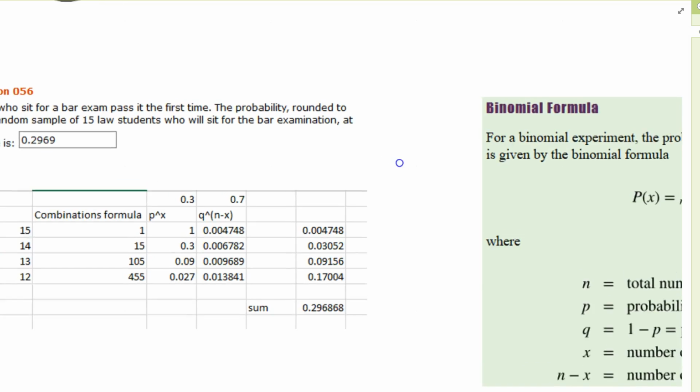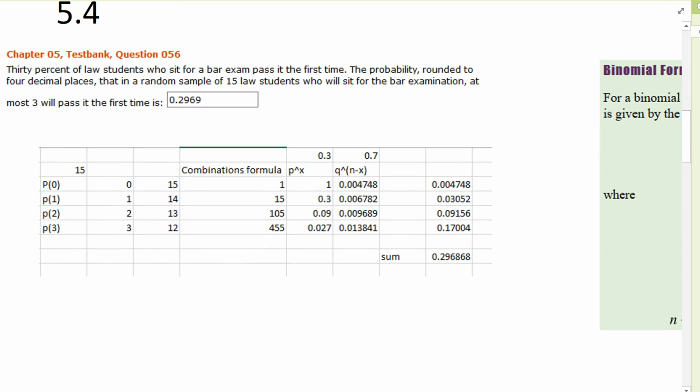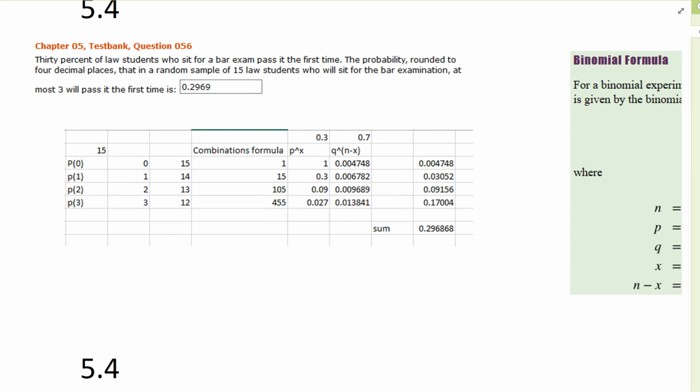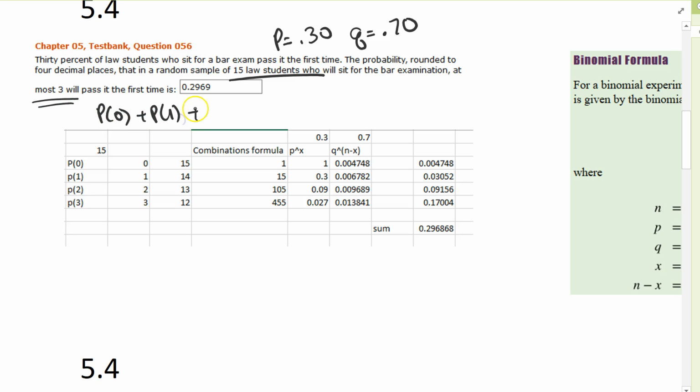The next question is an example of the binomial formula. Again, I used Excel to make the calculations a little easier. 30% of law students who sit for the bar exam pass the first time. So the probability you pass is 30%. The probability you fail would then be 70%. We want to find, in a random sample of 15 law students, at most 3 will pass. So I need to find the probability of 0 plus the probability of 1 plus the probability of 2 plus the probability of 3.